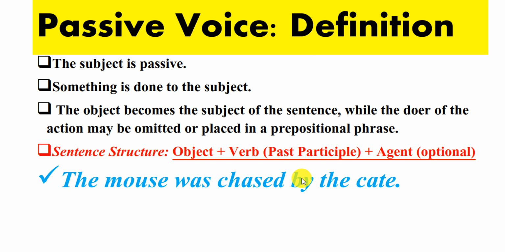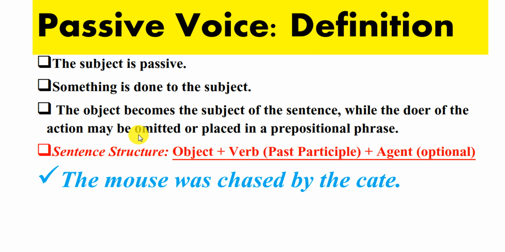Okay, now let's move towards the passive voice. So, what is passive voice? In a passive voice sentence, the subject is passive because something is done to the subject. In a passive voice sentence, the object becomes the subject of the sentence while the doer of the action may be omitted or placed in a prepositional phrase.